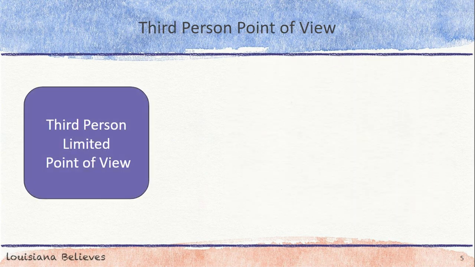Third person limited point of view is the narrator describing what is occurring in the story. However, the reader is limited to knowing only one character's thoughts and feelings. An example of this would be Hatchet by Gary Paulsen. This book is written in third person limited, where readers only know the thoughts of the main character, Brian.